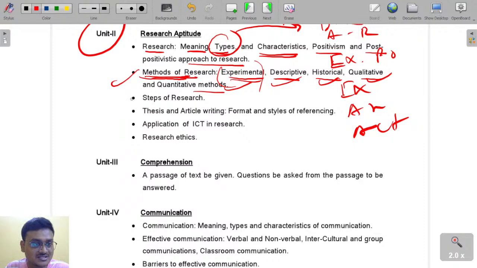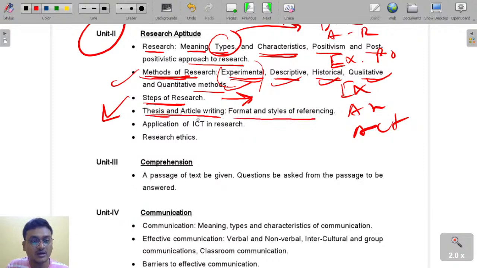Now what are the steps of research? How do the steps of research go? First, after choosing the topic, you define the problem. There are various types of research, and there are steps of research you conduct. Then thesis and article writing, format and styles of referencing.